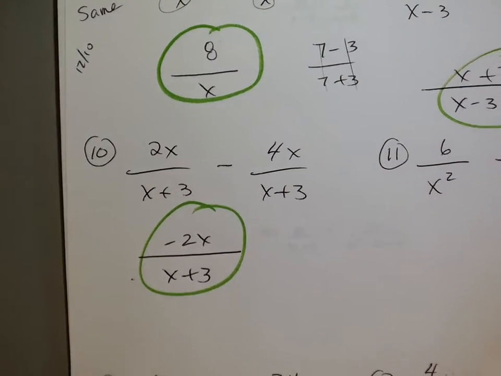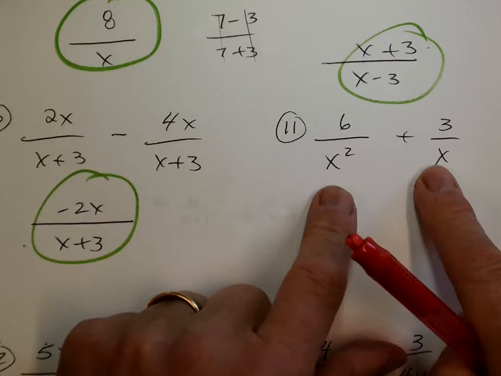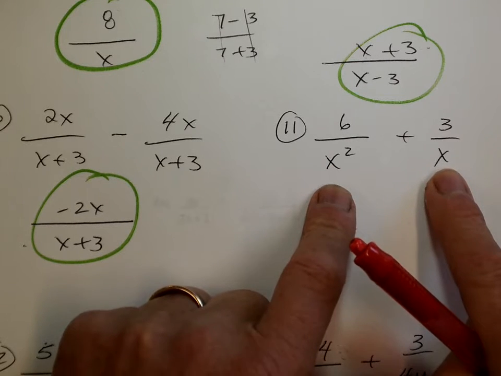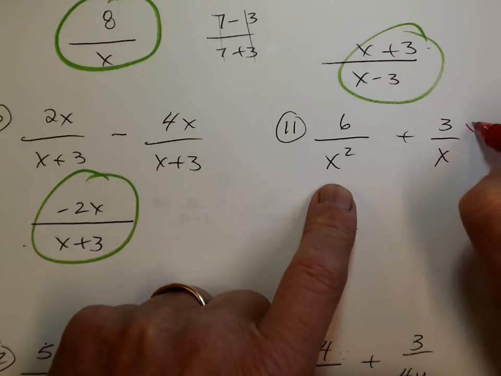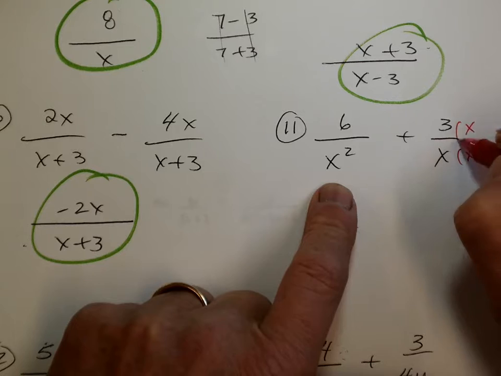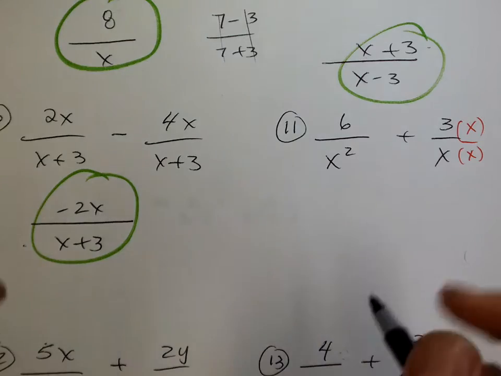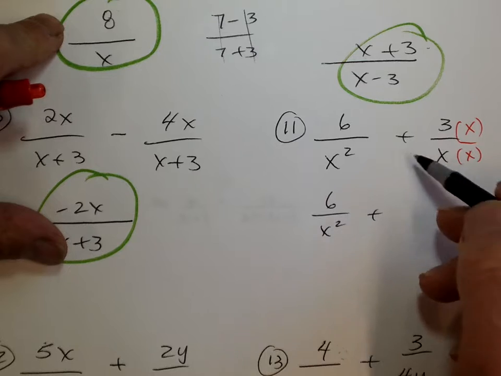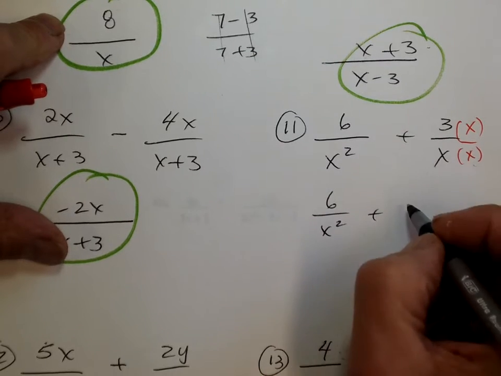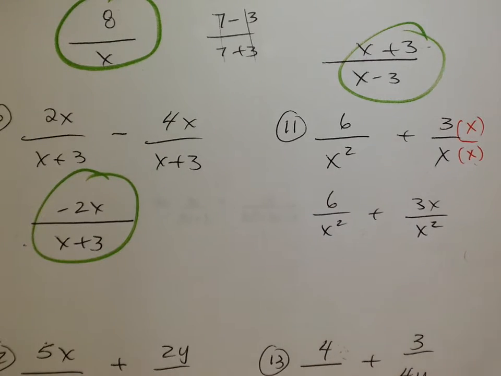Now, number 11's different because we do not have a common denominator. In fact, they're different. This is an x squared, that's an x. So how do we make them the same? Well, just like we did in 6th grade, I'm going to multiply this one by x over x. And the reason I'll do that is because I'll get an x squared here. So let me take the time to do an extra step. So I'd have 6 over x squared for this fraction. That one's not going to change because my common denominator is going to be an x squared. Plus a 3x over an x squared. Okay? So I have a common denominator.